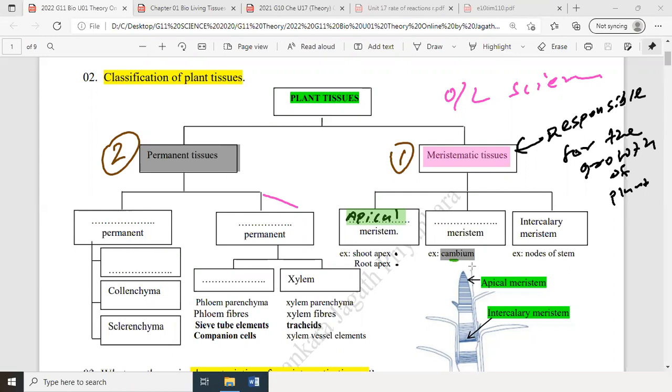There is no lateral growth; the stem will not grow wider. But if you check a jack tree, the base is broader than the top because of cambium. Jack is a dicot, cambium is present, so it cuts off cells both inwards and outwards, and the stem grows wide. So we call it what? Lateral meristem, growing laterally.